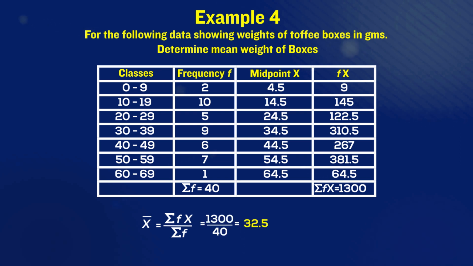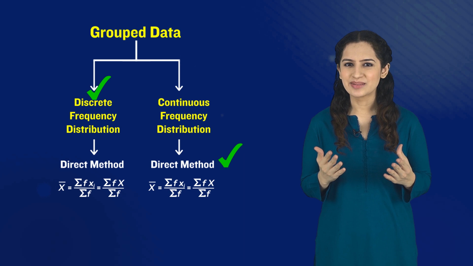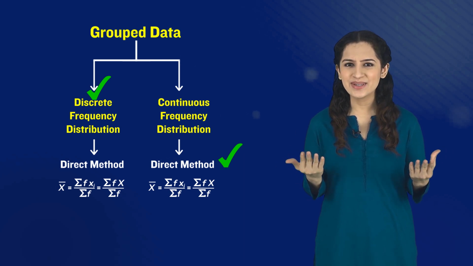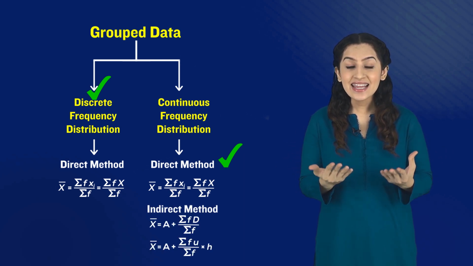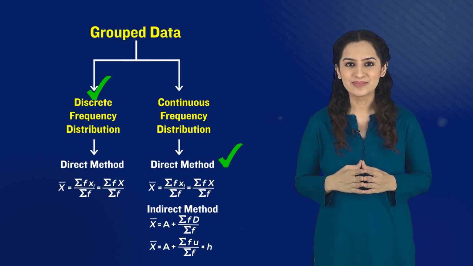And there we have it. We got the mean. Since the data was continuous, we don't have to go out of our way to round off the mean. So we're good. I feel like something's missing. What can it be? Yes, the indirect or shortcut method.